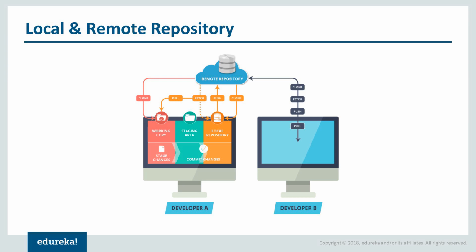But for now, this is how the local and remote repositories look. Developer A and developer B have their local repositories, while the remote repository is living somewhere in the cloud. Every time they make a change, they push their changes to the remote repository so that developer A or B can fetch the contents that the other developer has committed.